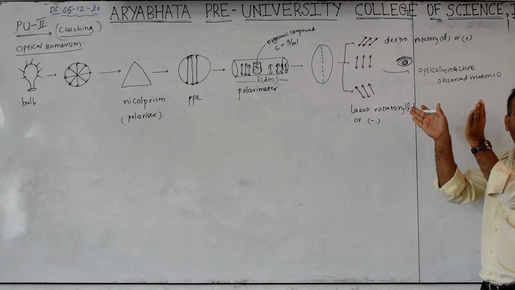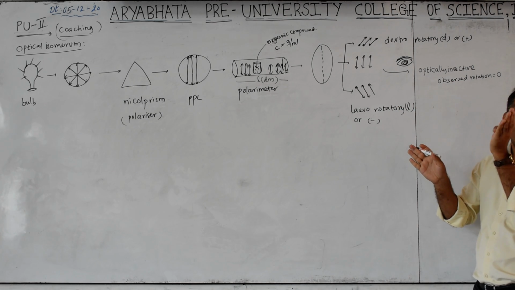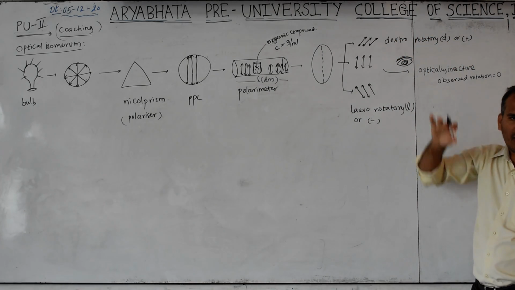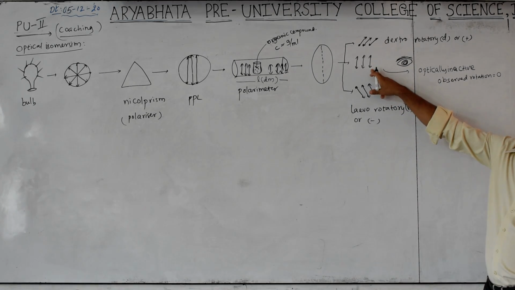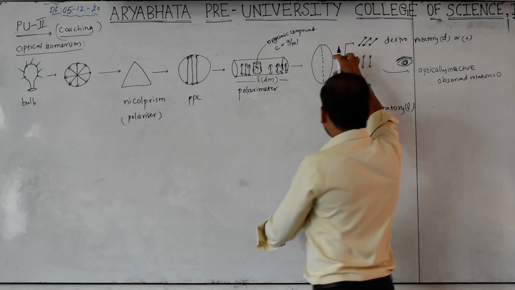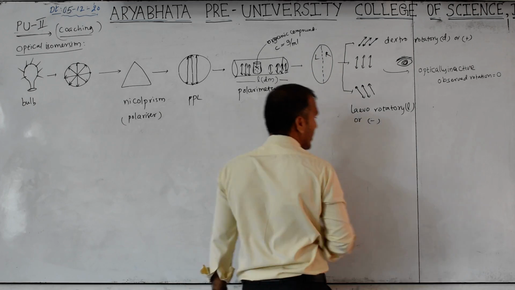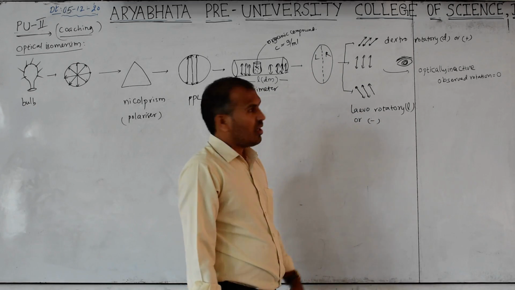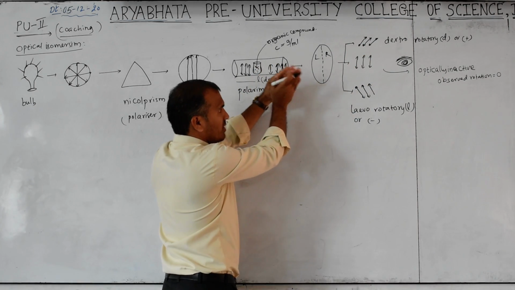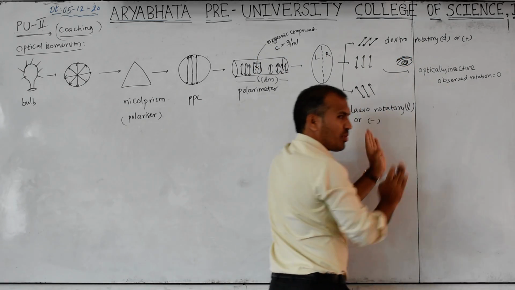Got the concept? Right direction means what you call? Dextro. Left direction, what you call? Levo. Levo means left, dextro means right. Not moved in any direction is represented like this, and that is optically inactive. This is a plane, this is the right side, this is the left side. If the line is straight, as it is, that is optically inactive.